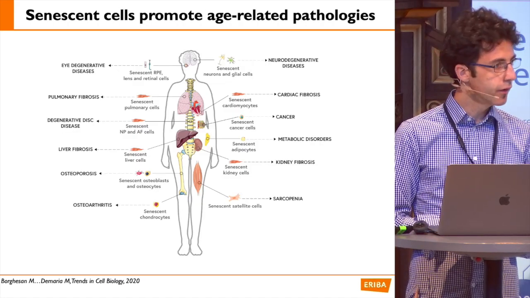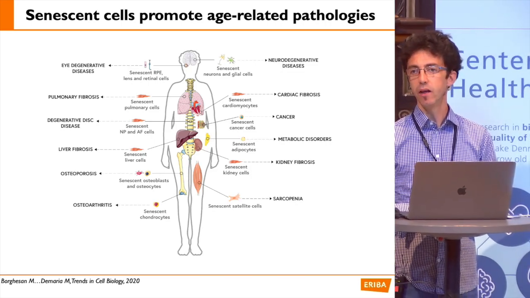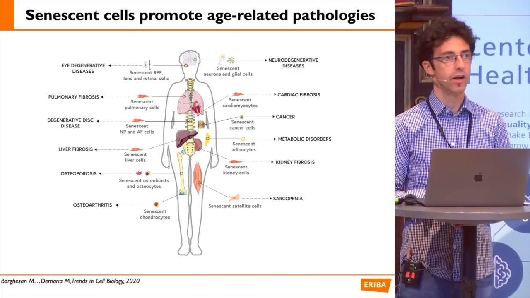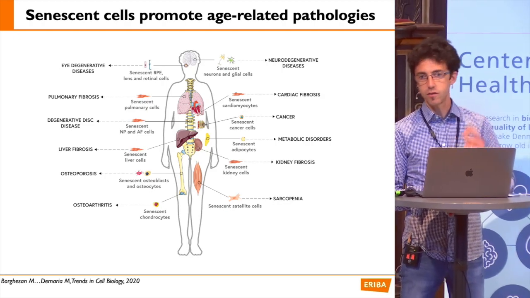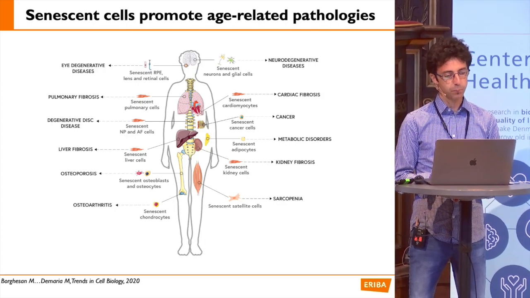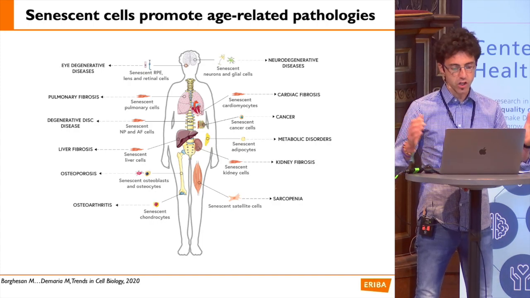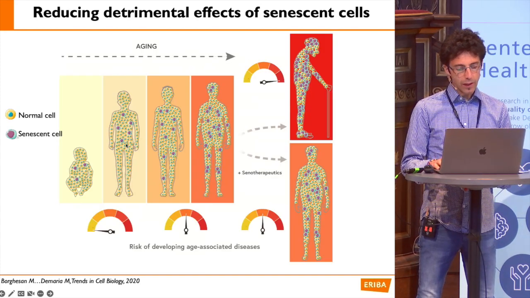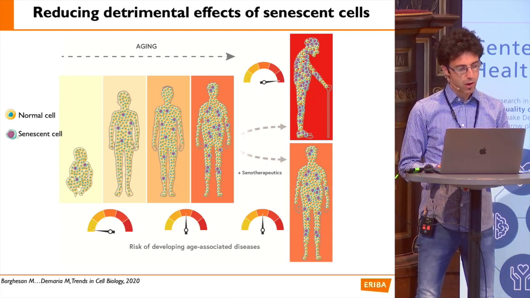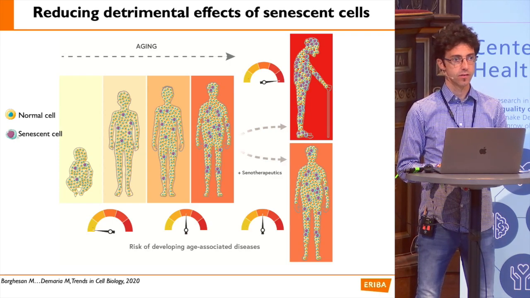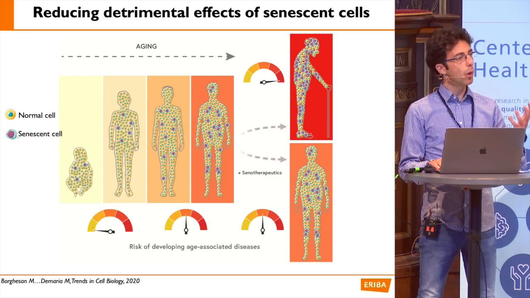But we have also learned, during this meeting, that senescent cells are associated with virtually any chronic dysfunction that we see in aging. You can go from neurodegenerative dysfunction to fibrotic disease to cancer, you name it. Senescent cells seem to play a role either in the onset or the progression of the disease. And this, of course, sparked interest in developing senotherapeutics, so interventions that could interfere with the detrimental function of senescent cells.